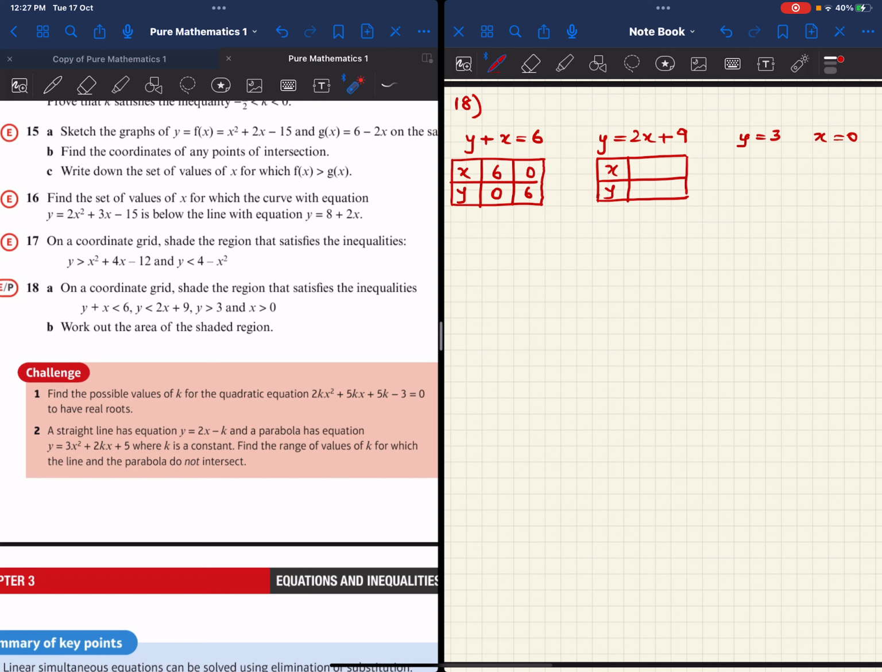What is the y value when x is 0? So 2 into 0 will give us 0. 0 plus 9, so y is equal to 9. When x is 0, y is 9. What happens when y is 0?